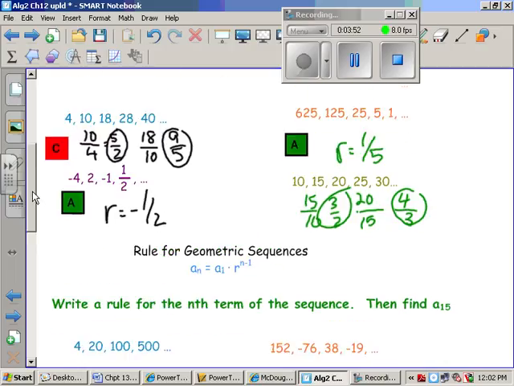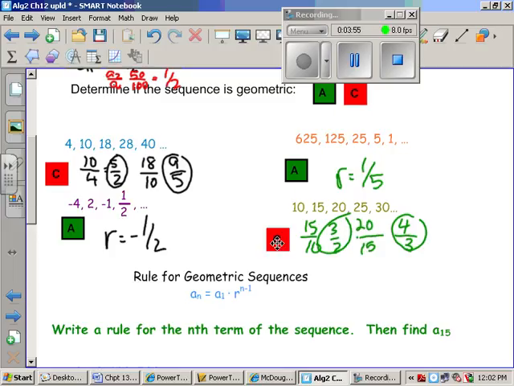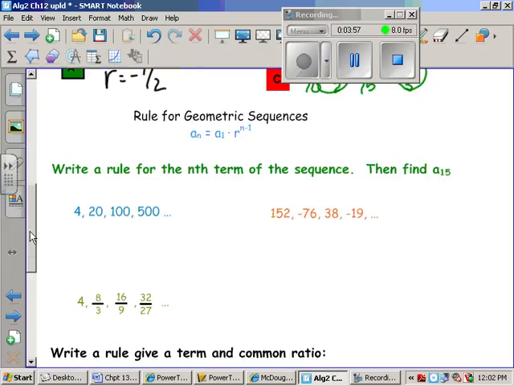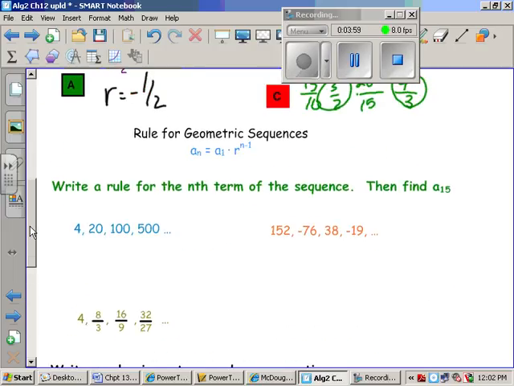The rule for geometric sequences takes the place of the arithmetic one, which was a sub n equals a sub 1 plus n minus 1 times d. When we were adding, we were trying to figure out a way to show that we're adding 3, 15 times, right? 3 plus 3 plus 3 plus 3. So that's why we did the number of terms, n minus 1, times d, times the number 3.